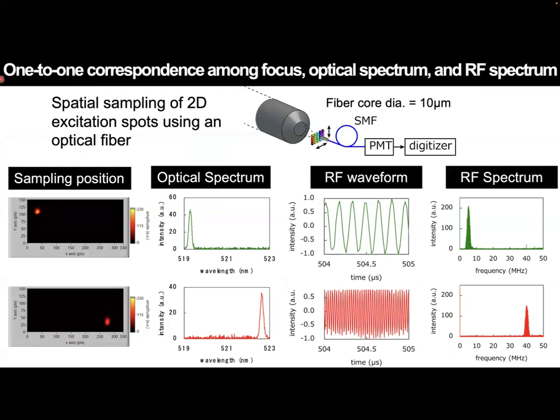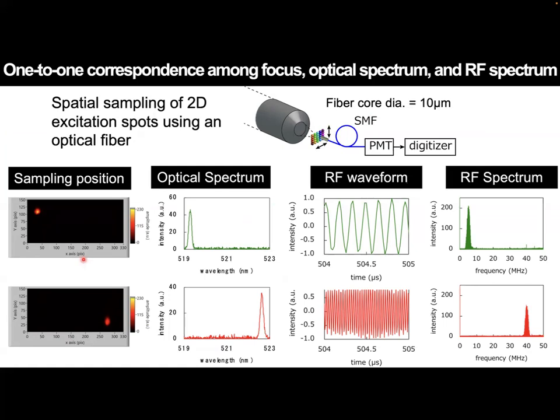So we first verify the one-to-one correspondence among the focus, optical spectrum, and RF spectrum. We perform the spatial sampling of the 2D excitation spot using an optical fiber with a core diameter of 10 micrometers. We scan the position of the fiber across the 2D array of excitation spots. Here you can see the typical result from two positions.